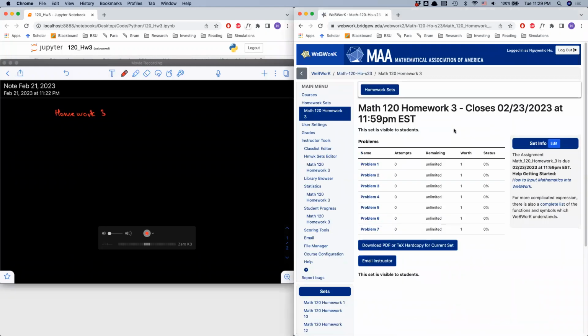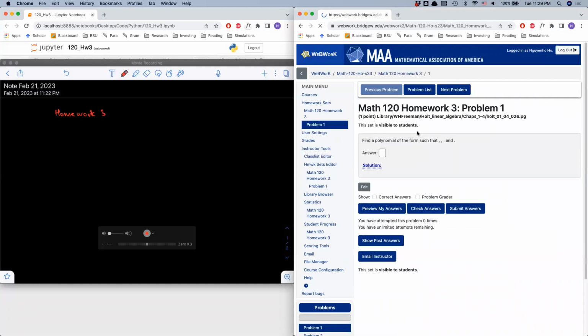There are 7 problems in homework 3, and homework 3 basically focuses on the application of systems of linear equations. So we did some examples in class where we have a bunch of points and we want to fit a curve or a polynomial function to those points. And so that's the idea for homework 3. So let's start with problem 1 and see what happens.